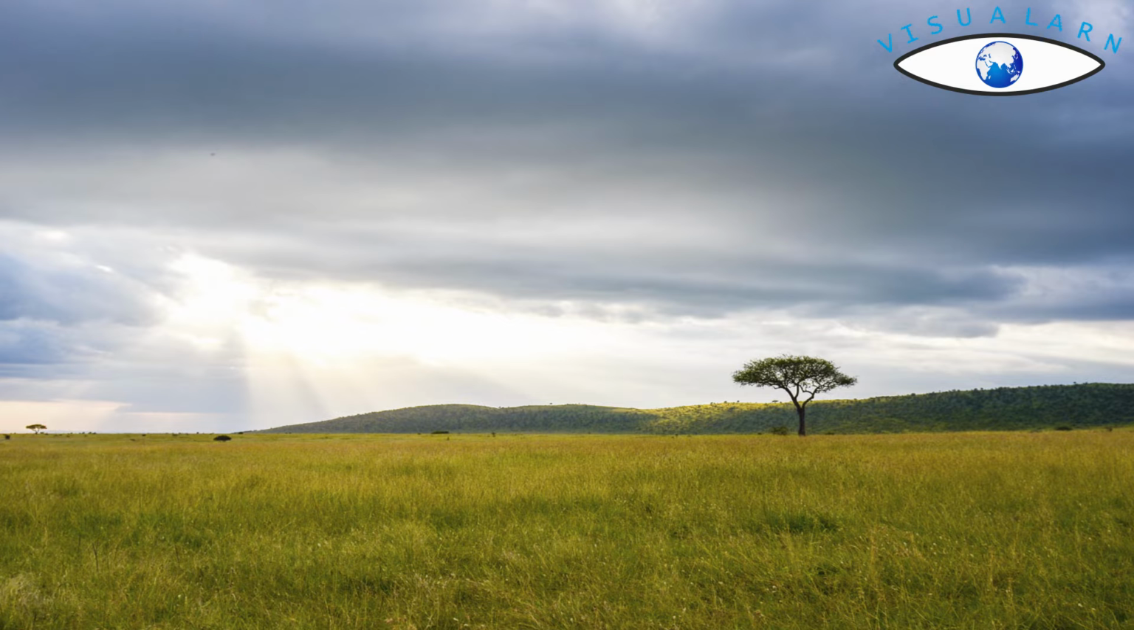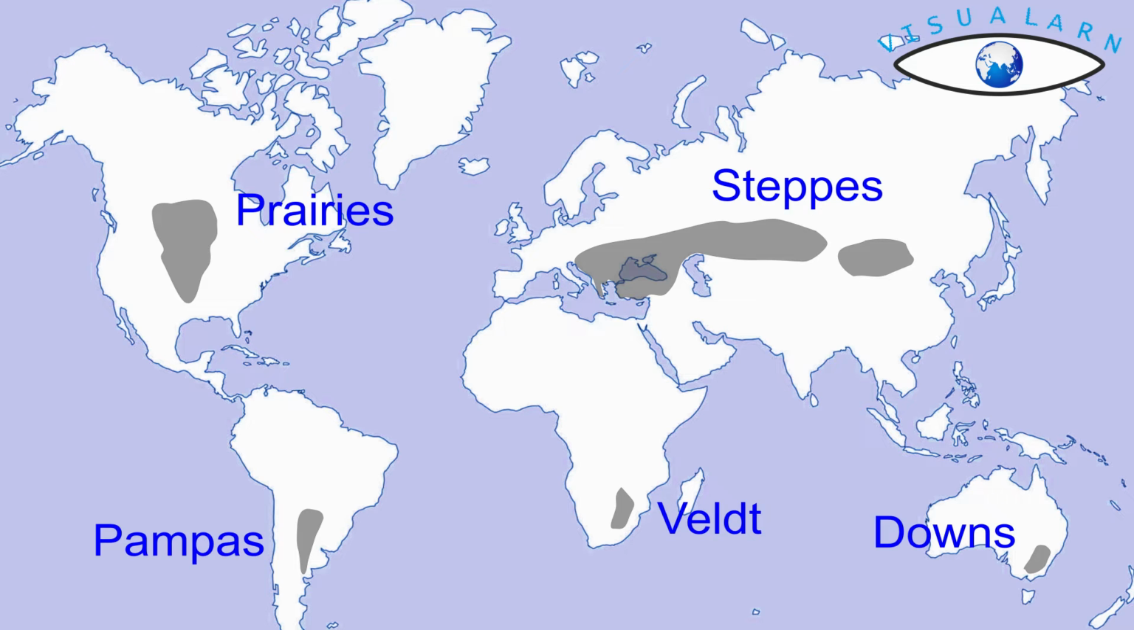Those grasslands are called by different names in the different parts of the world, as plains and prairies in North America, steppes in Russia and China, pampas in South America, puszta in Hungary, veld in Africa.